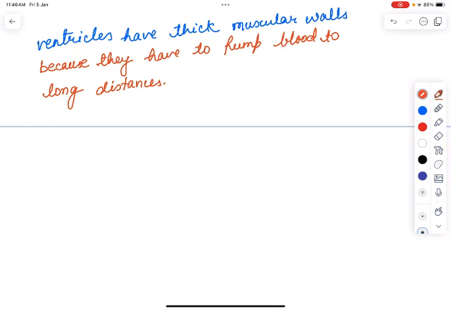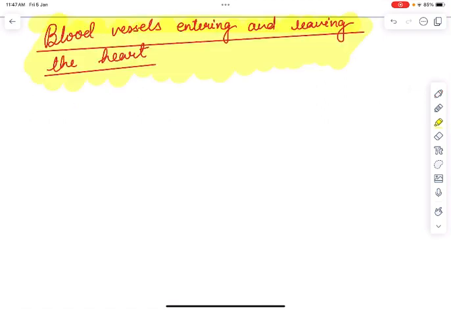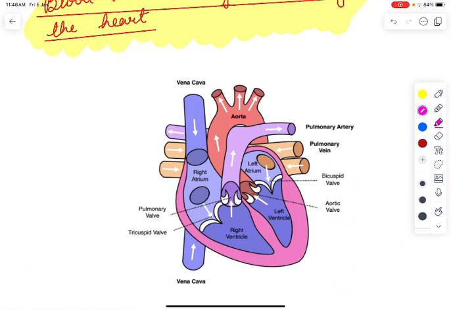Now next we will see blood vessels entering and leaving the heart. Now we will understand how the blood will enter into the heart. We have seen the heart has 4 chambers.